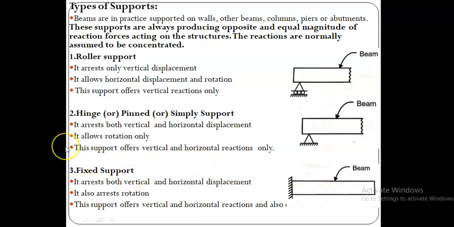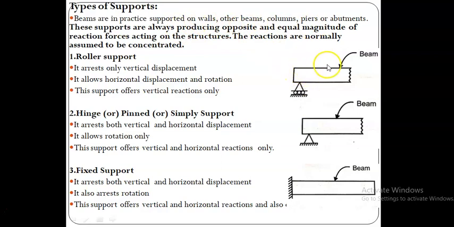Next, let us see the types of supports. What are the types of supports on these beams? Beams are in practice supported on walls, other beams, columns, piers or abutments. These supports always produce opposite and equal reaction forces acting on the structures. The reactions are normally assumed to be concentrated. Whatever the loads acting on the beam, the load is finally transferred into its supports, which may be columns, piers or abutments, or sometimes walls or other beams.